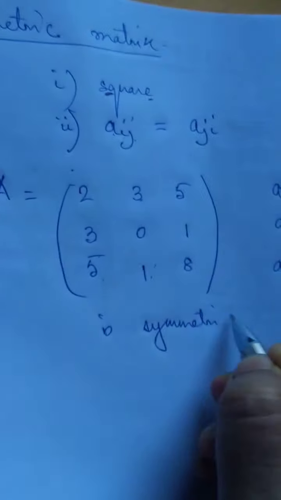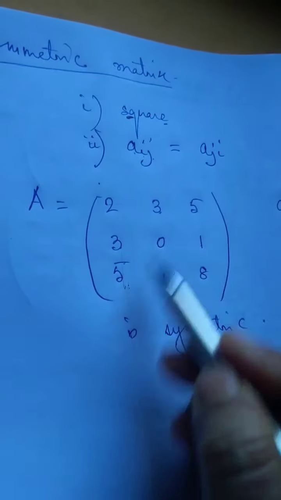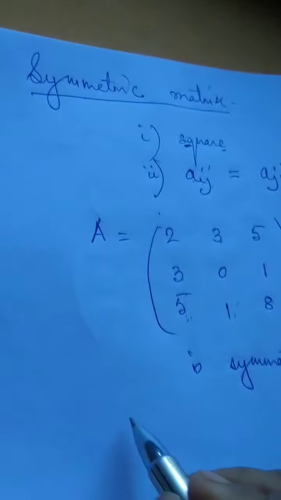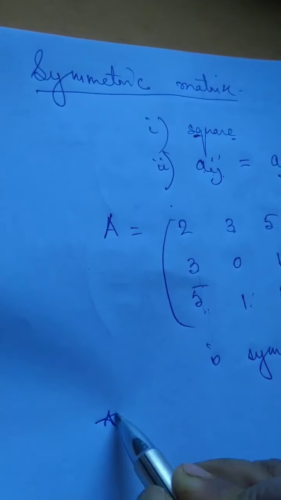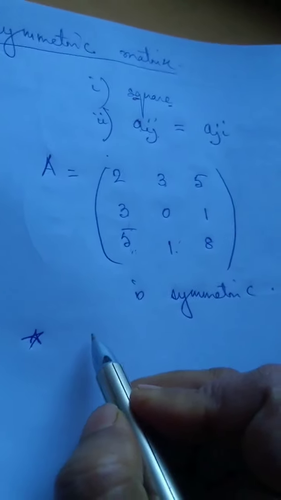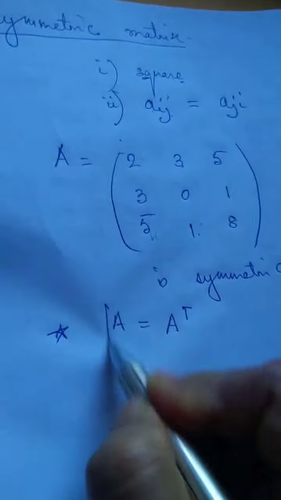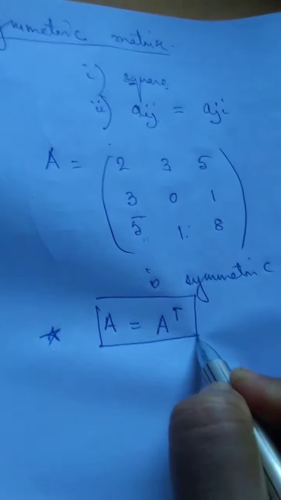Thus A is symmetric. So in general, when we write down a symmetric matrix, we write down the rows as the columns. Or we can say the most important definition of a symmetric matrix is that a matrix is symmetric when A is equal to A transposed. This is the condition for a symmetric matrix.